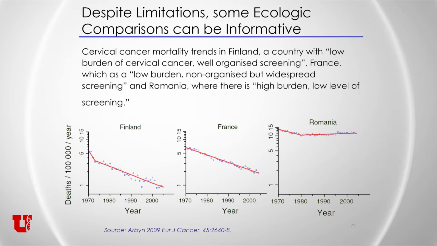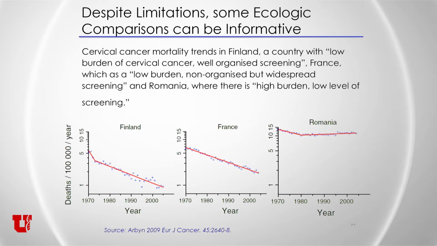They pulled together a whole lot of ecological data about cervical cancer screening and cervical cancer mortality, and they looked at it by country because they said that there are some countries that had a low burden of cervical cancer to begin with and well-organized screening, which is Finland. So you notice the vertical scale, Finland starts out fairly low, and as the screening gets implemented in the 1970s, 80s, 90s, cervical cancer mortality is going steeply, steeply down.